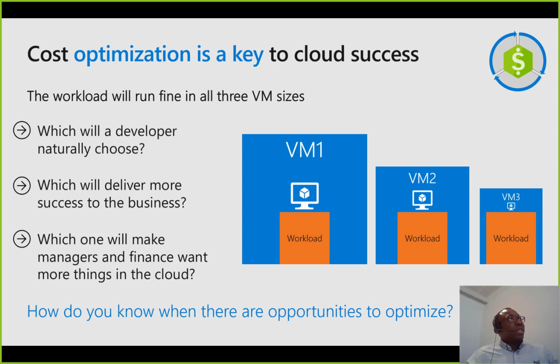But then we know that the finance people, when they're looking at that, are like, oh, actually, this is not the one that would deliver more success to the business in terms of our cost optimization. But at the same time, it's not the one that's going to encourage the finance team and managers to go, man, this cost is so great, we need to move more stuff into the cloud. So what that means is that we have to have a way of understanding when there are opportunities to optimize for cost savings in the cloud. And we do have a way.